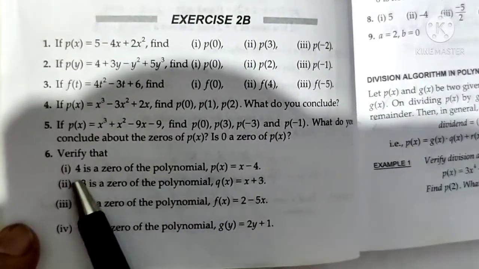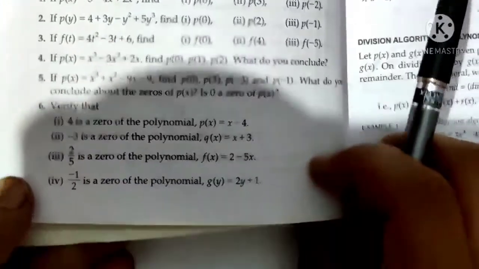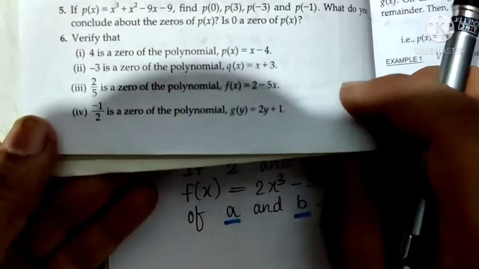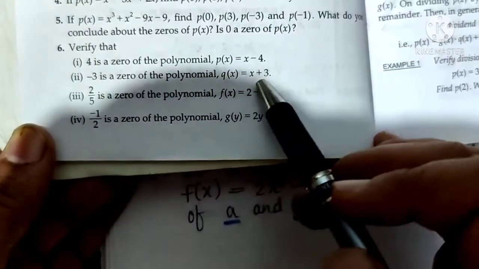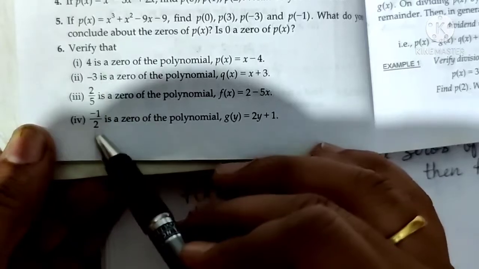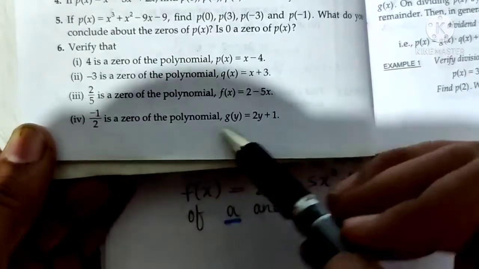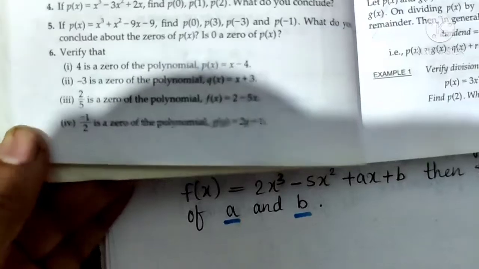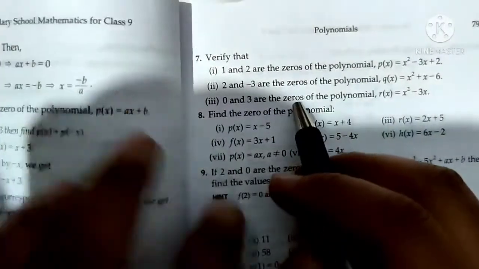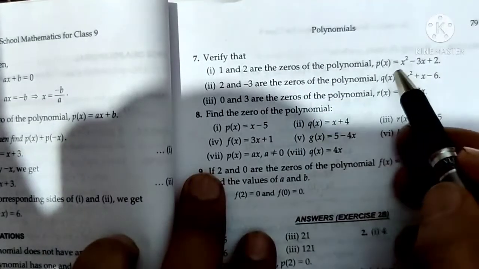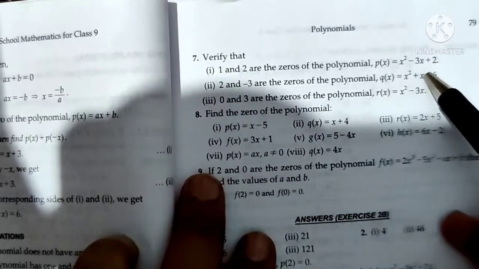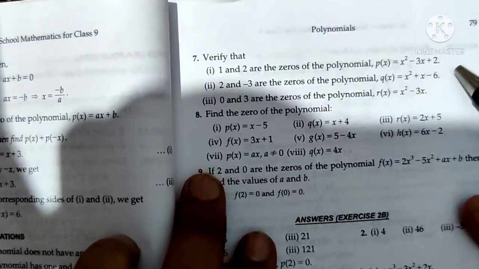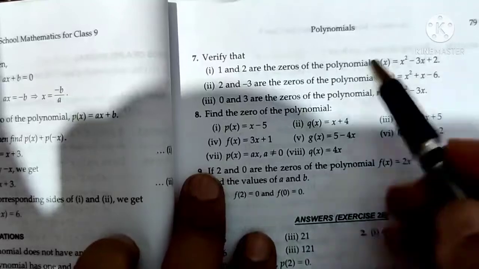Here it says verify that 4 is a zero of the polynomial p(x) equals x minus 4. It means in place of x you have to put 4 and then check whether it is a zero of the polynomial or not. Same like that for other parts, you have to put the value given here and then verify. Then question number 7 says verify that 1 and 2 are the zeros of the polynomial p(x) equals x square minus 3x plus 2. First put 1 here and check whether 0 is coming or not, then put 2 and check. In this way you can verify.